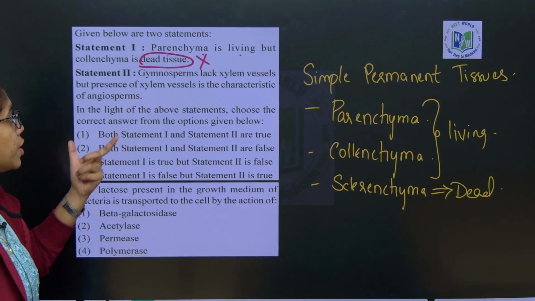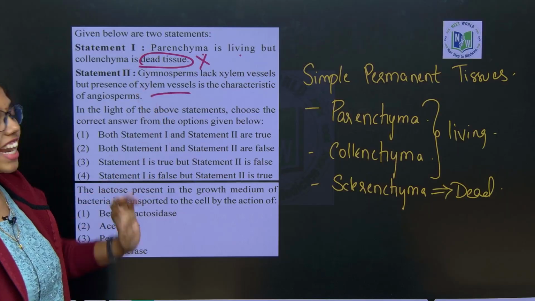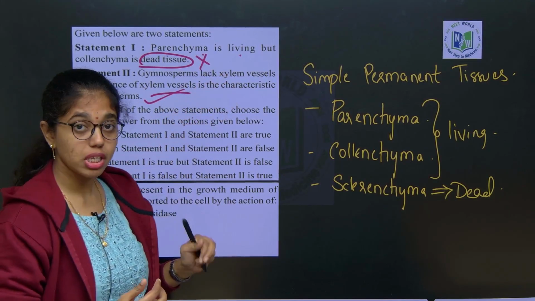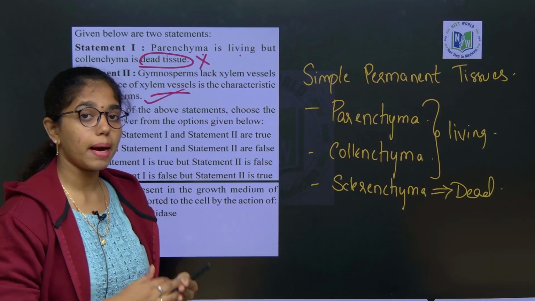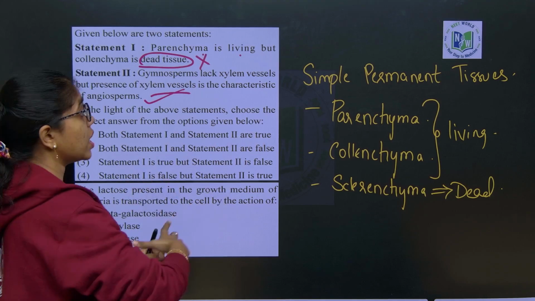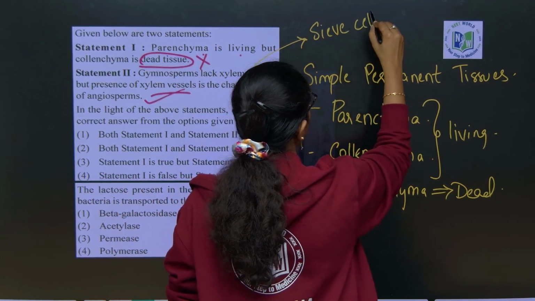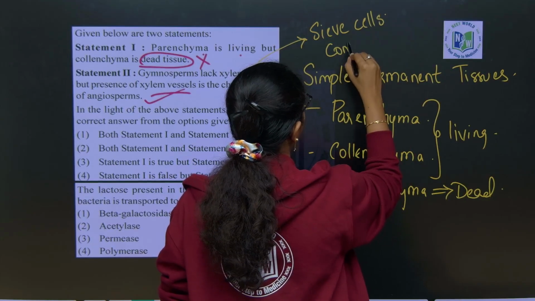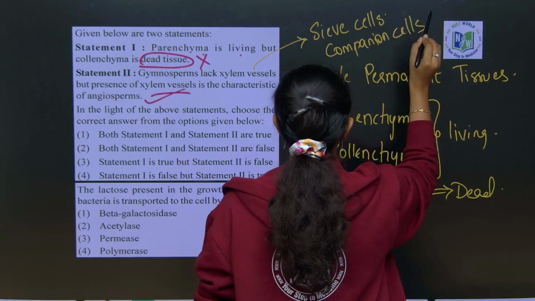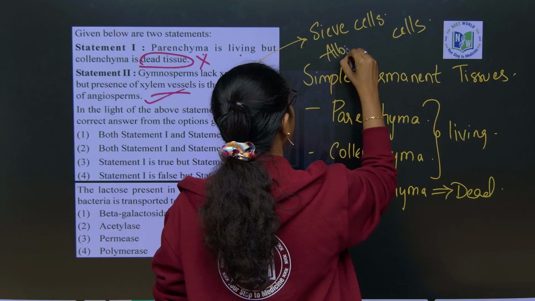Next, gymnosperms lack xylem vessels. True, but the presence of xylem vessel is characteristic feature of angiosperm. Gymnosperms lack xylem vessels. They also lack sieve tubes and companion cells from phloem. They don't have sieve tubes and companion cells. Instead, they have sieve cells and albuminous cells.